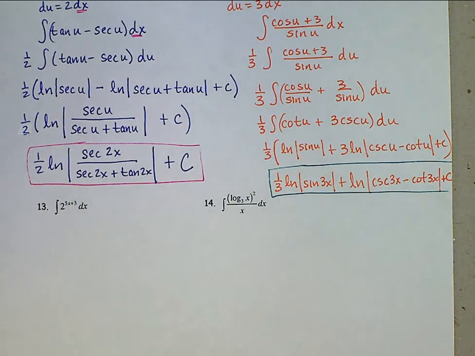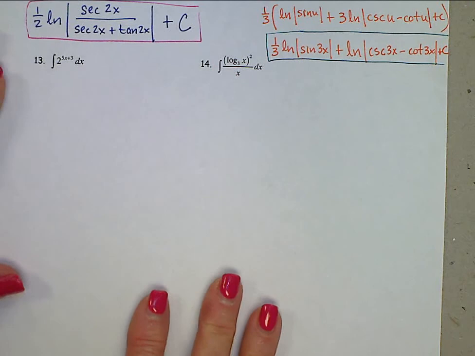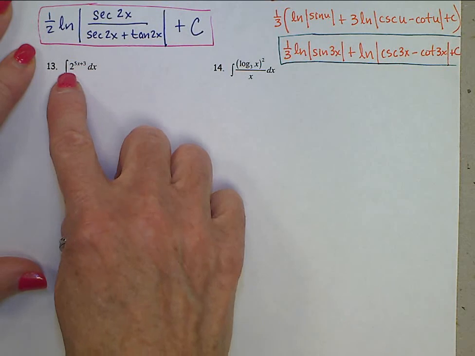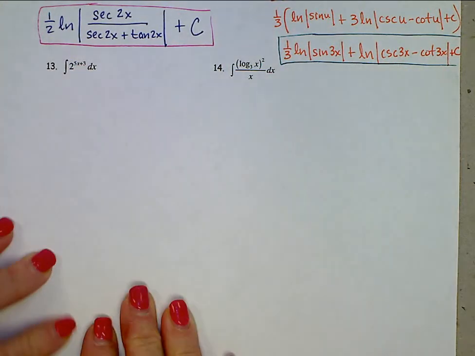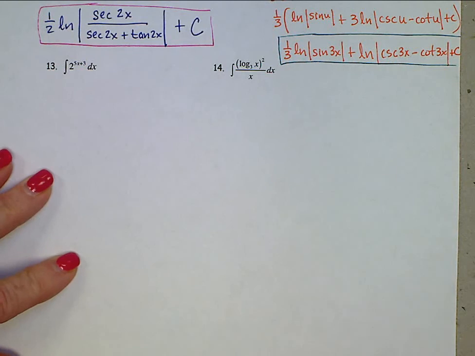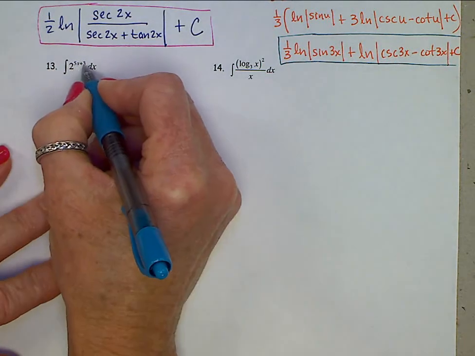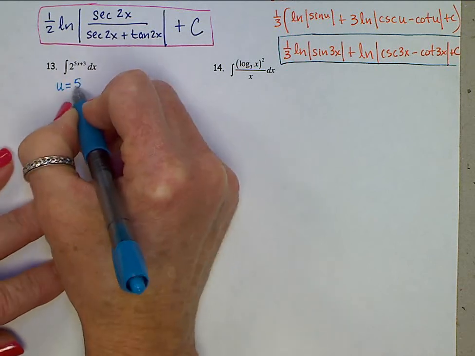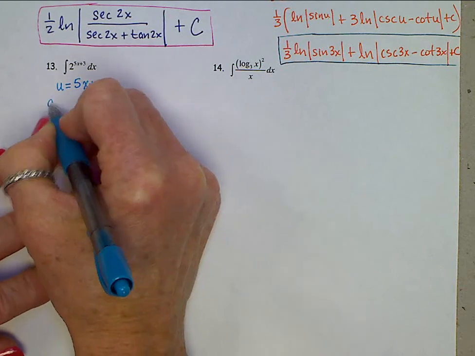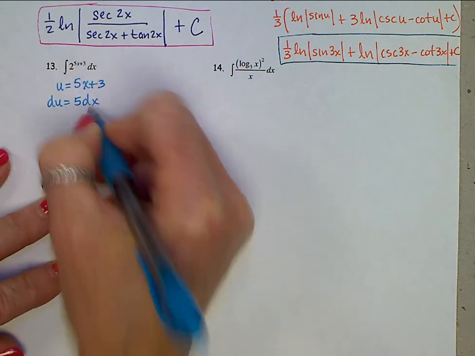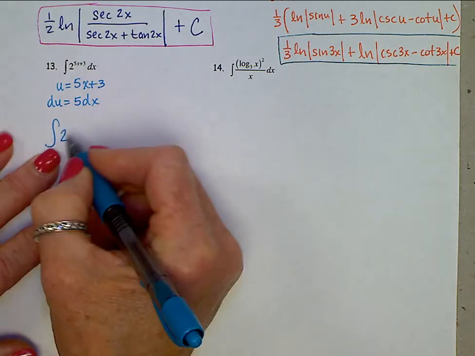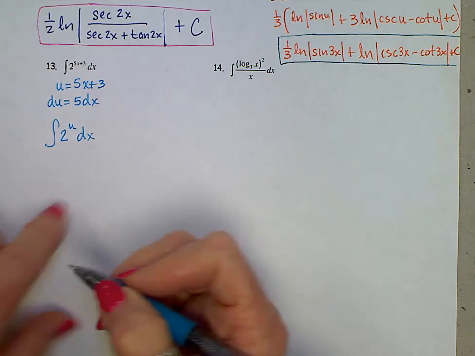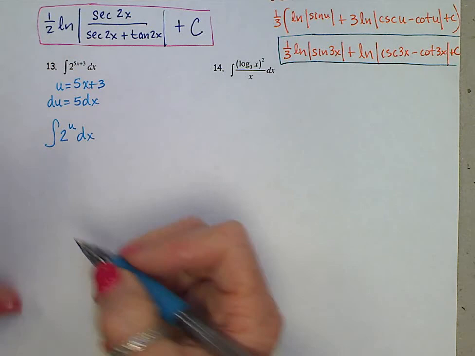All right, look at number 13, please. Number 13 is an a to the u situation where we have 2 to the 5x plus 3. So if we start here, we have to make that 5x plus 3 literally be a u. That tells us exactly what our u should be. U is 5x plus 3, du is 5 dx. We have 2 to the u dx, and then we can replace out that dx with 1/5 du.